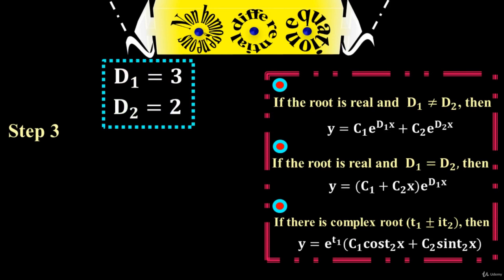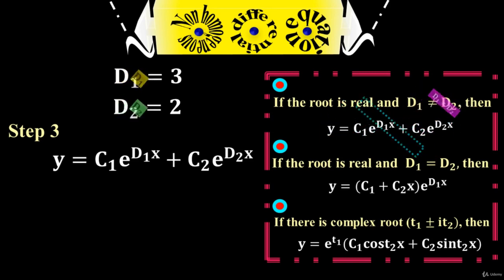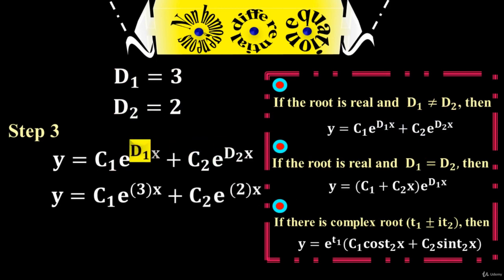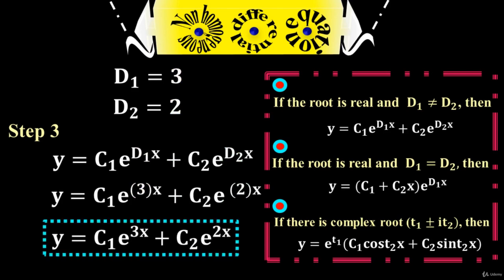But look here. My D sub 1 is not equal to D sub 2. So I'm going to pick this equation, y equals c sub 1 times e to the D sub 1 x plus c sub 2 times e to the D sub 2 x. Substitute the values of D sub 1 and D sub 2 here. The value of D sub 1 is 3 and D sub 2 is 2. This is the final answer for step 3.